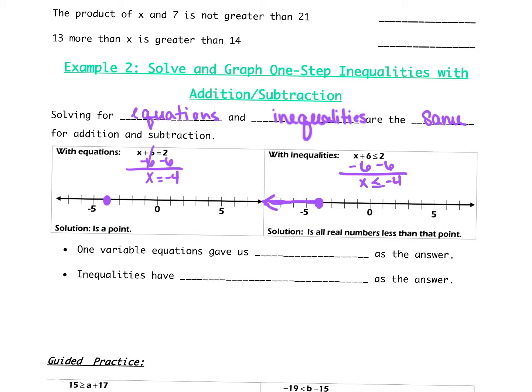The only difference when you're adding, subtracting, multiplying, dividing, it's a little different, but we're focused on adding and subtracting right now. So one variable equations gave us one number as the answer, versus inequalities have more than one number as the answer. And that's really the only difference when you're adding and subtracting. So let's go to the guided practice.